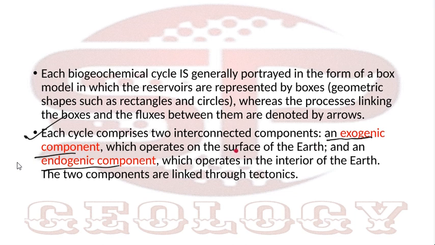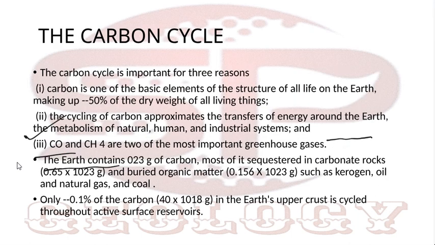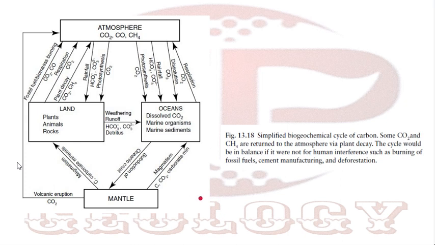So each cycle comprises two interconnected components. One is exogenic, another is endogenic. Exogenic is above the surface of the earth, endogenic is below the surface of the earth. First, we'll see the carbon cycle. The carbon cycle, how it moves from the atmosphere, or from the exogenic, to endogenic, and again back to the exogenic.